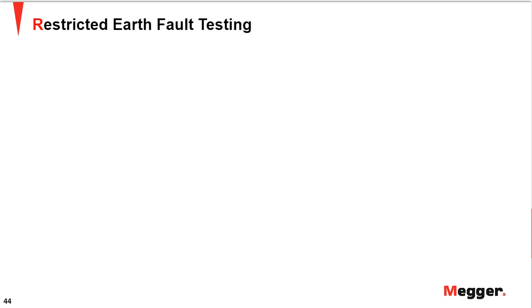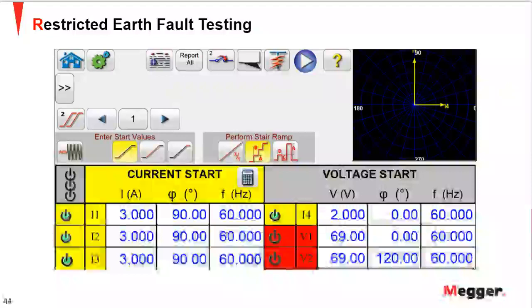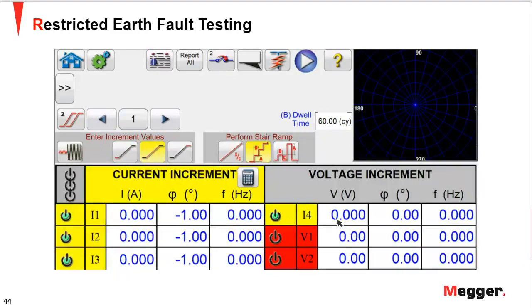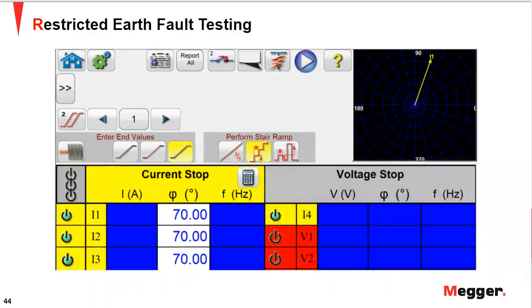So here, these are the tests that you have to perform, which is the angle test, right? And then the pickup test and timing test, right? So like I said, the REF here uses a directional comparison. We need to look into the angle between the operating current and the polarizing current. So that's what we have set up here. On one side we have the currents from the line side, on the other side we have the current on the neutral CT, and then we would change the phase angles. We change the phase angle, so it's right now at 90 degrees. We change the phase angles such that it reduces, and it comes in the area of your internal fault, right?